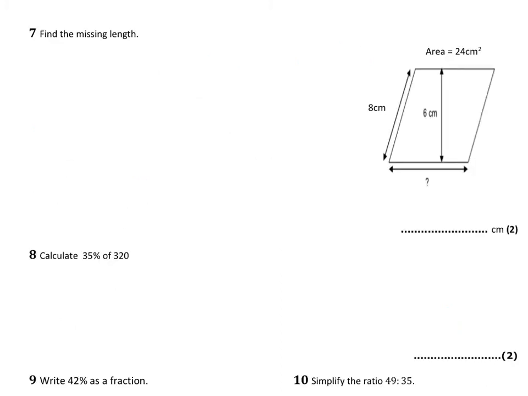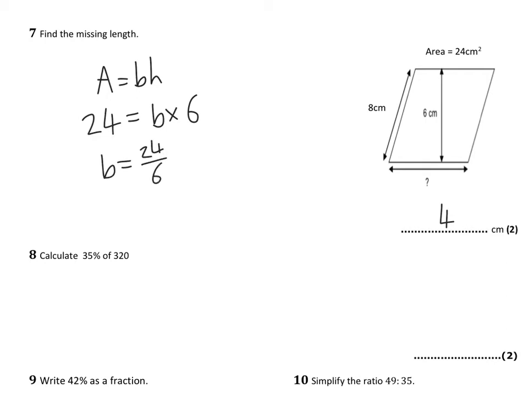Question 7 is find the missing length. Well, for the area of a parallelogram, the formula is the base times height. So the area is 24. The base we don't know, it's the question mark, and we multiply it by the height. And by height we mean the perpendicular height, which is 6. So what number times by 6 gives 24? The answer would be 4. The way you work that out is 24 divided by 6. So if they've got this here, or an attempt to divide 24 by 6, then they get 1 mark for either of those, and then they get 1 mark for the answer 4.